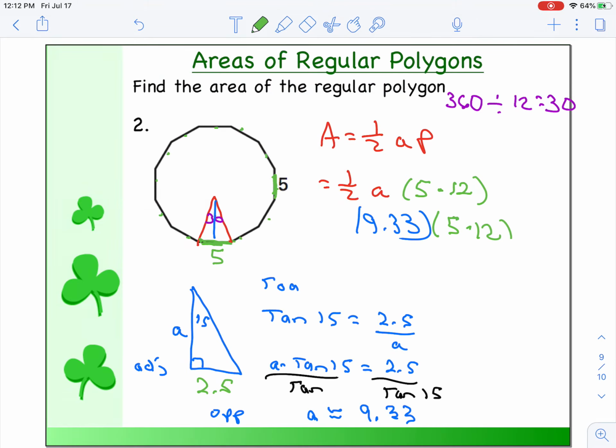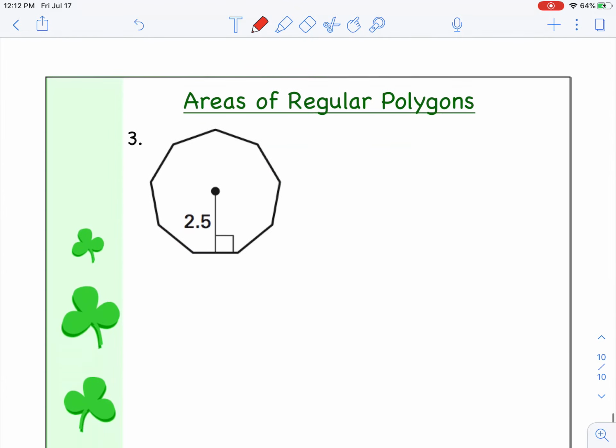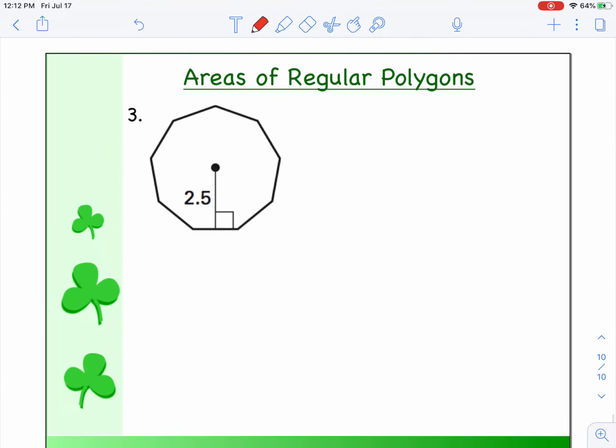So now I can put that in. I can multiply that by my perimeter and times 1/2. So that gives me an area of approximately 279.9 units squared.